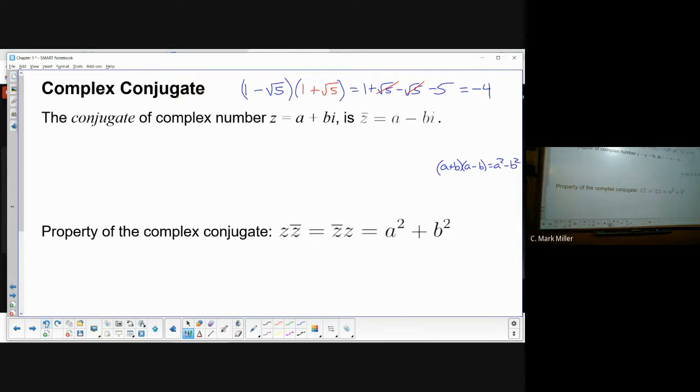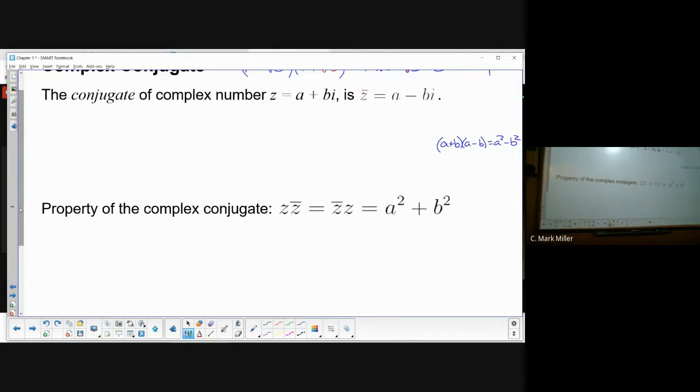Now, stop me if you're not getting that, if you have a question. Down here is why we do that. A property of the complex conjugate is this: if you take a complex number and multiply by its conjugate, in either order, so if I have a plus bi multiplied by its conjugate, a minus bi, in either order, you get a squared plus b squared. And it's always a plus in the middle. Now that should make you scratch your head a little bit.